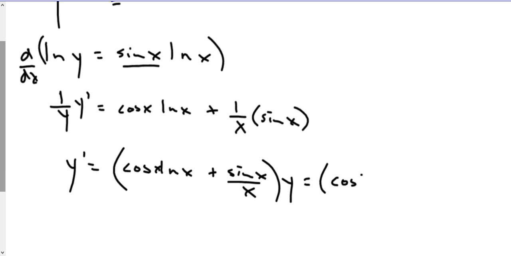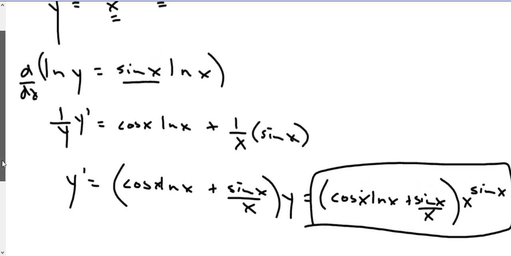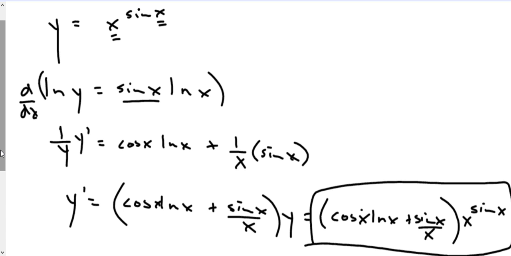So we have our final answer: cosine of x natural log of x plus sine of x over x, times x to the sine of x. Bada bing, bada boom. All right, so this was using logarithmic differentiation to solve these types of problems. Hope this helps you out. Whenever you have a base which is x and an exponent which is x, these are some cool things to help you solve.